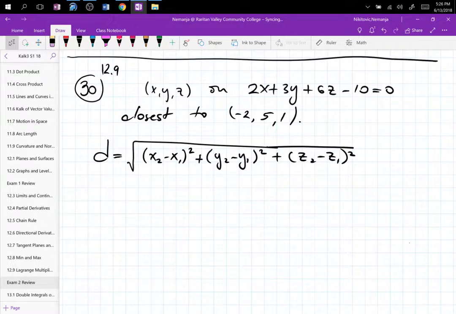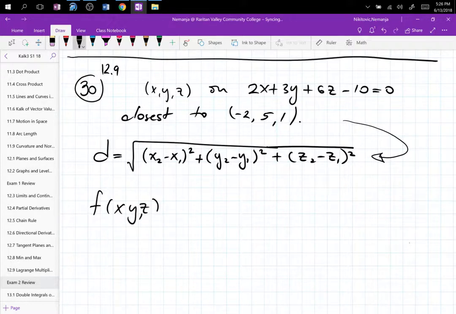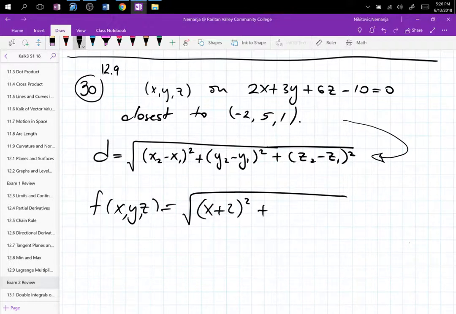So now, I do have the point (-2, 5, 1), so that gets plugged in here. The objective is to minimize distance. Therefore, this is my f(x, y, z): the square root of (x plus 2) squared plus (y minus 5) squared plus (z minus 1) squared. So this is my square root over here.